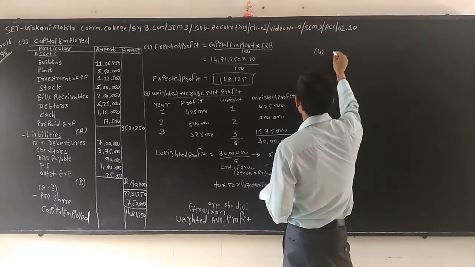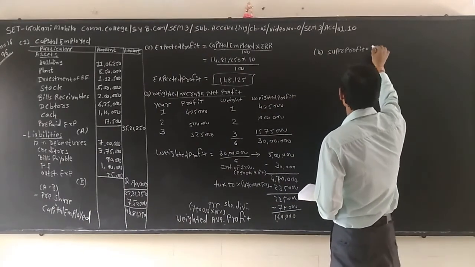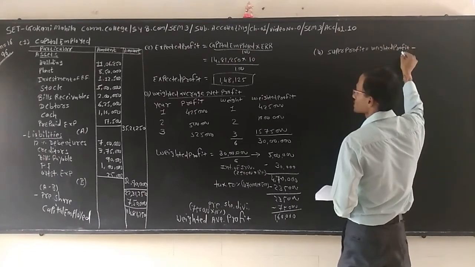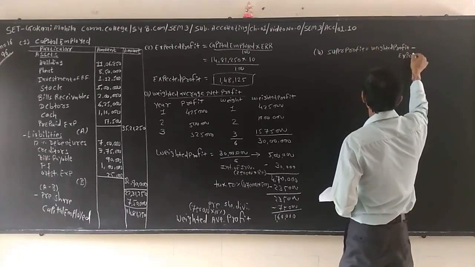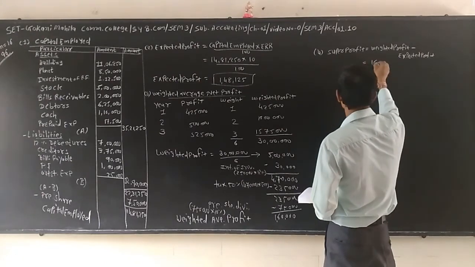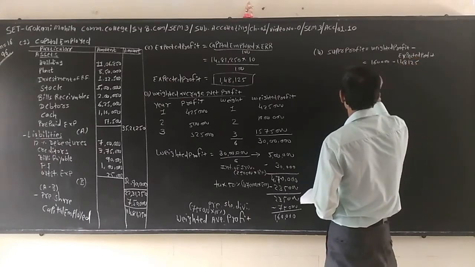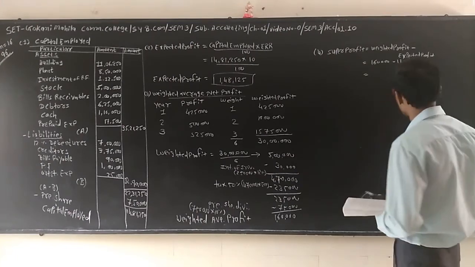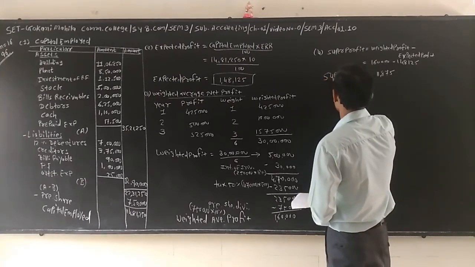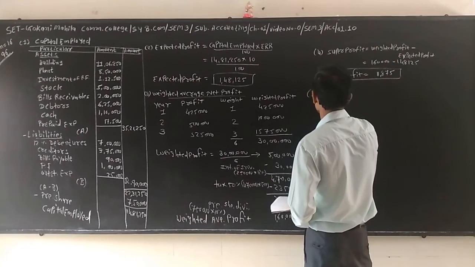Fourth point, super profit is equal to maintainable profit minus expected profit. Maintainable profit 1,60,000, expected profit 1,48,125. So 11,875 is the super profit.